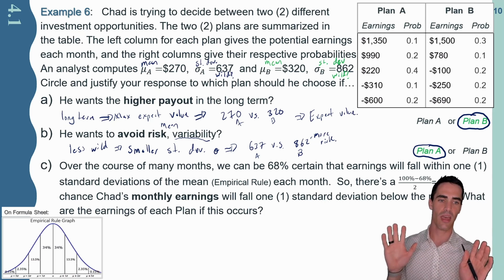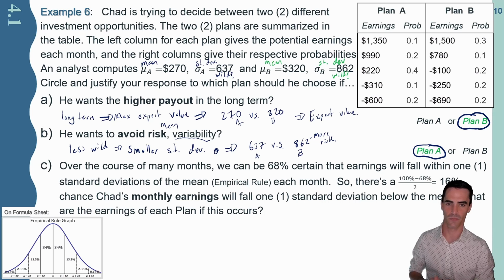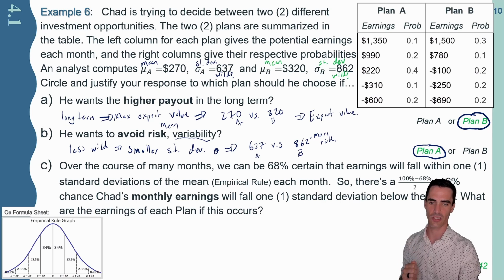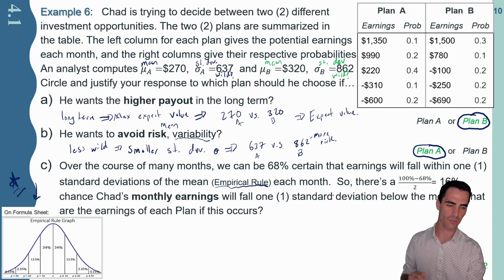We want to understand the likelihood of these events occurring. Over the course of many months, we can be 68% certain that the earnings will fall within one standard deviation of the mean. And where do we get this? It's from the empirical rule that we've talked about in the past. Here's a little chart for your reference, recall.